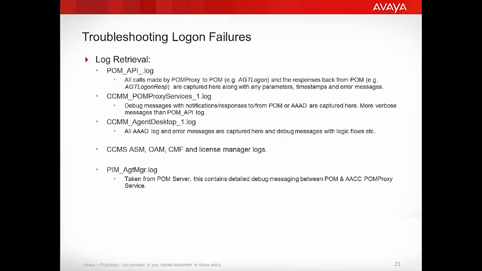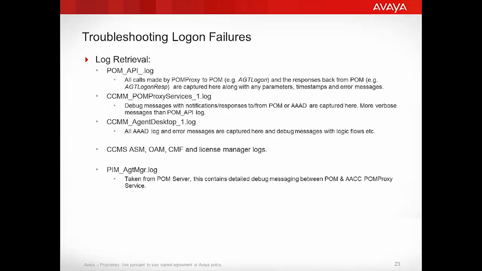There are a number of key logs that we need to retrieve to troubleshoot any logon failures. The POM API log, which is located on the AACC multimedia server, tracks all the calls made by the POM proxy to POM, so it'll contain only the messages that would have the direct POM Agent Manager SDK requests, such as the AGT logon, and the responses back from POM, such as the AGT logon response. They're captured along with any parameters, timestamps, and error messages.